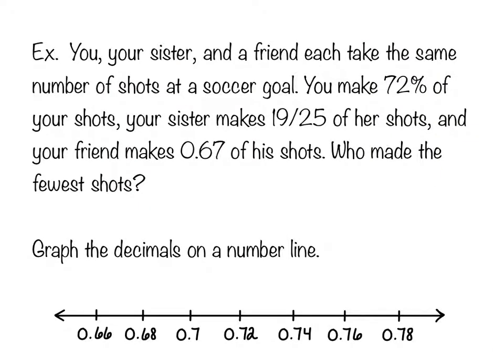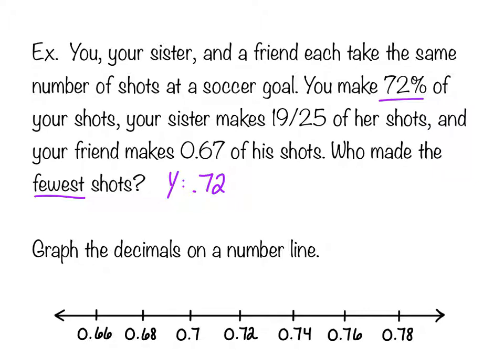So let's look at this first example. It says you, your sister, and a friend each take the same number of shots at a soccer goal. You make 72% of your shots. Your sister makes 19 out of 25 of her shots, and your friend makes 0.67 of his shots. Who made the fewest shots? The fewest shots being the key word. So who made the fewest? So we've got you, and if we convert your percentage into a decimal, that would be 0.72, converting 72%.